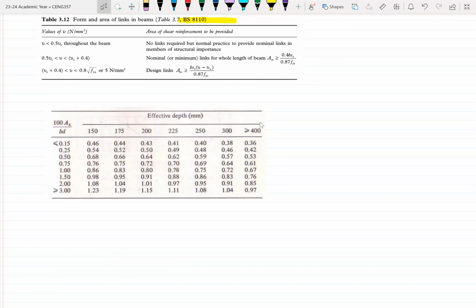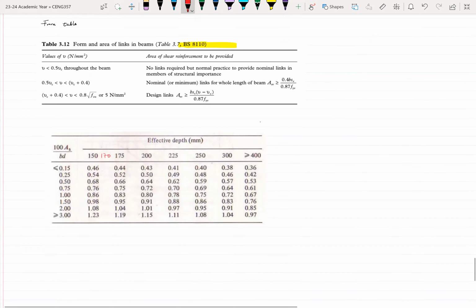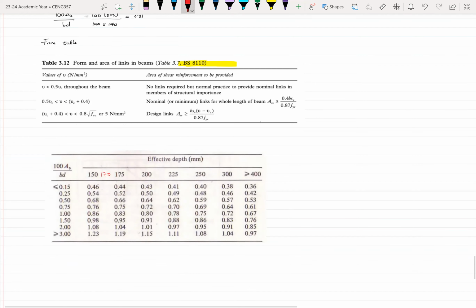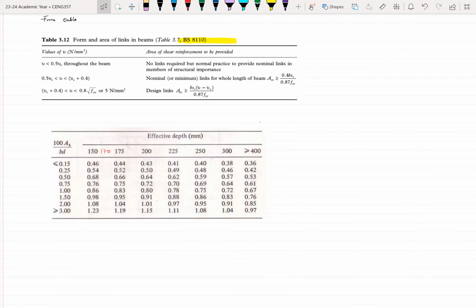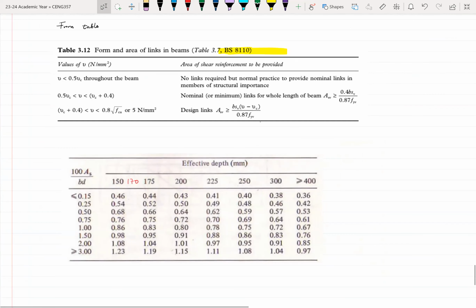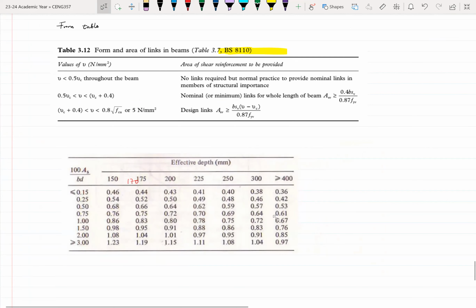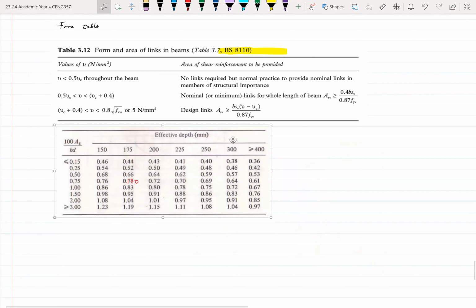So let's look at our VC. Our effective depth is 170. So 170 somewhere here. Then our V, or our 100 AS over bd, is 0.31. Yeah, I have to reduce this. Otherwise, it's going to be too big. Don't need it to be that big over here.